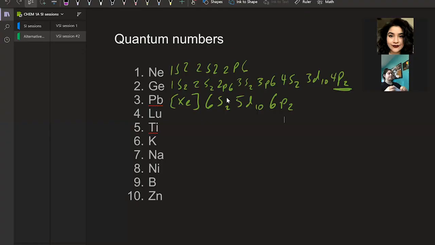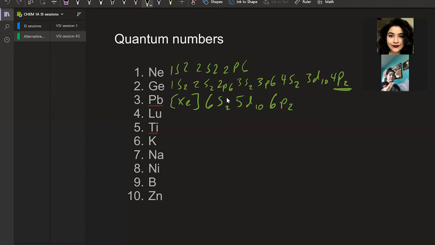So let's go back to the shared screen. Okay, so that's what I did for lead. The noble gas that's right above lead is xenon. So I did xenon in brackets, 6s2, 5d10, 6p2.